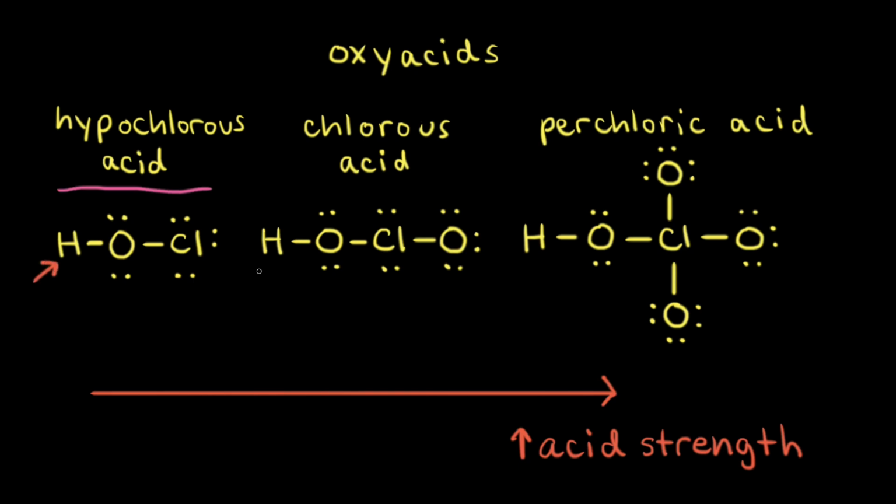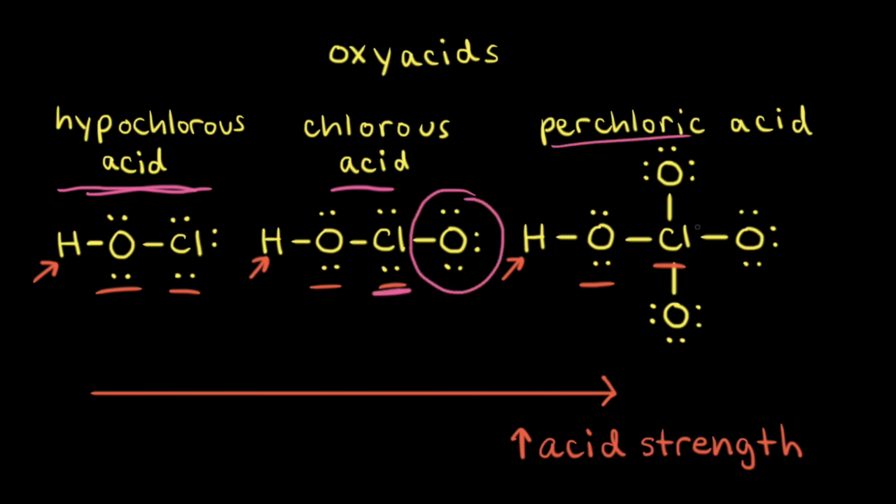Notice how the acidic proton is directly bonded to the oxygen in all three of these oxyacids. And in all three of these oxyacids, the oxygen is directly bonded to a chlorine. Notice what happens to the structure as we move to the right. Comparing chlorous acid to hypochlorous acid, chlorous acid has an additional oxygen bonded to the chlorine. And looking at perchloric acid, instead of only one additional oxygen, there are three additional oxygens. So as we move to the right, we're increasing in the number of oxygens bonded to the chlorine.